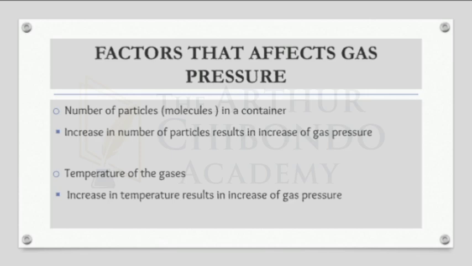And vice versa, when the temperature of the gas particles is decreasing, the gas pressure also decreases. The reason is that when the temperature decreases, the gas particles lose kinetic energy, whereby they move slowly. When they move slowly, they apply less force on the walls of a container. When they are applying less force, they create less pressure. So those are two factors that affect gas pressure, that is number of particles and temperature of gases.